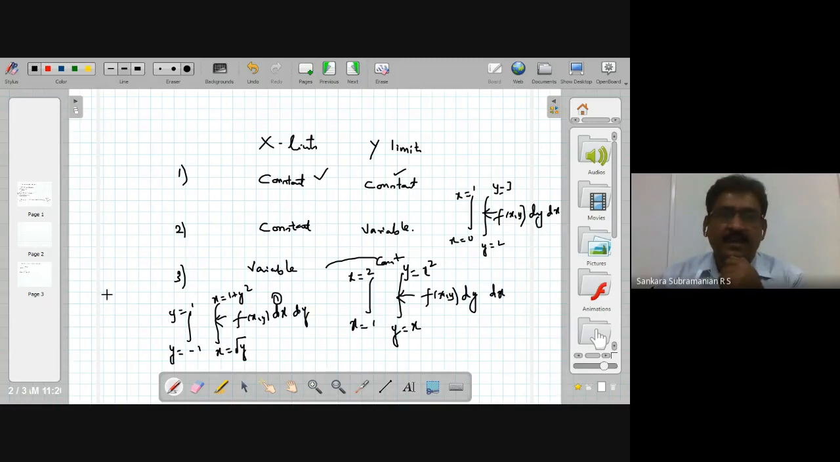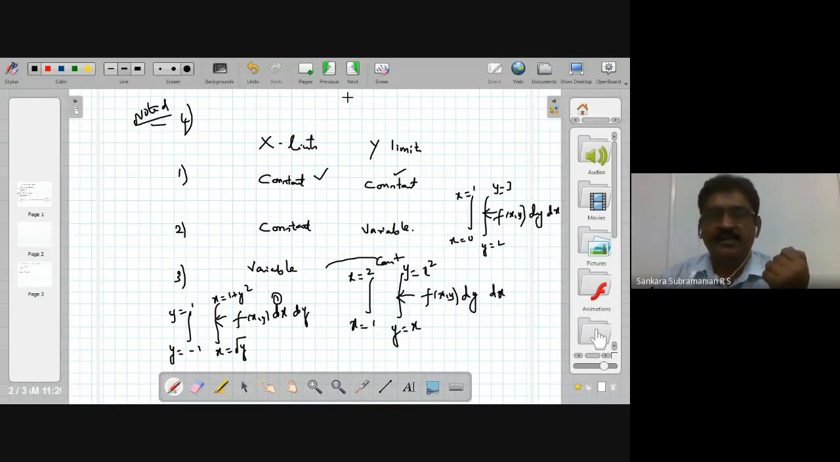I noted that the fourth case is not possible, wherein both x and y limits cannot be variable limits. But x and y can be constant limits, but they cannot both be variable limits. These are all the three cases we discussed in the previous class for the Cartesian coordinate system, right?